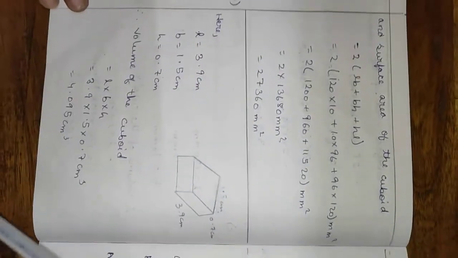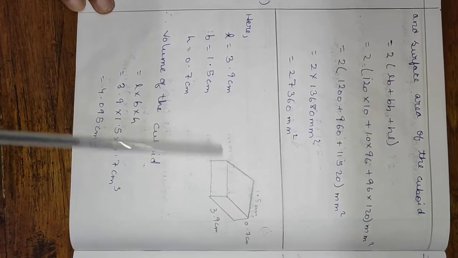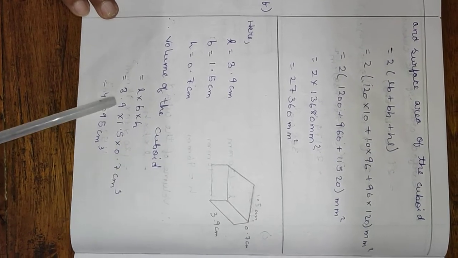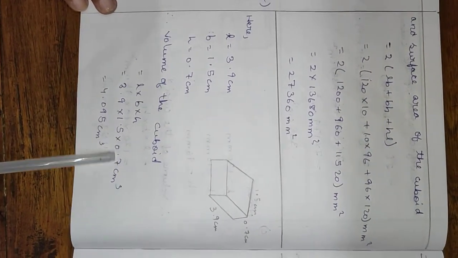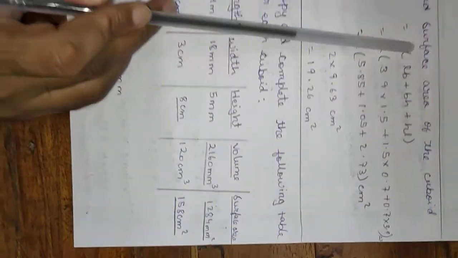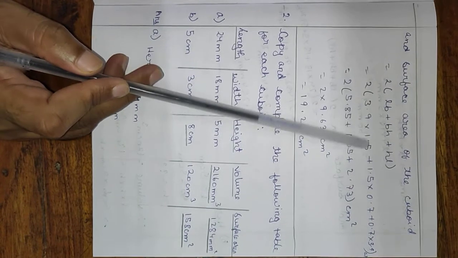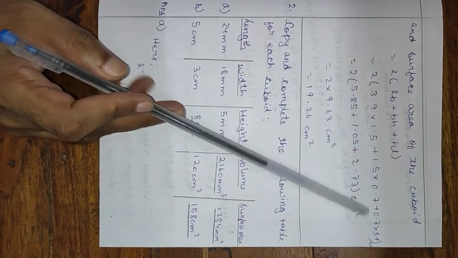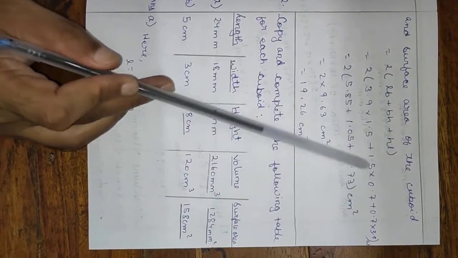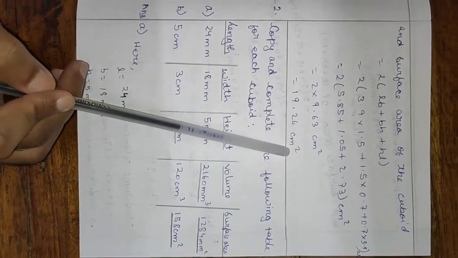Question number A, B, C already taught. D, E not required. Then question number F. Length is 3.9, breadth is 1.5 and height you can take 0.7. So volume of the cuboid L into B into H, 3.9 into 1.5 into 0.7. After multiplication it is 4.095 centimeter cube. Now surface area of the cuboid 2 into (LB plus BH plus HL), 2 into (3.9 into 1.5 plus 1.5 into 0.7 plus 0.7 into 3.9) centimeter square. After the multiplications and addition, into 2, 19.26 centimeter square.